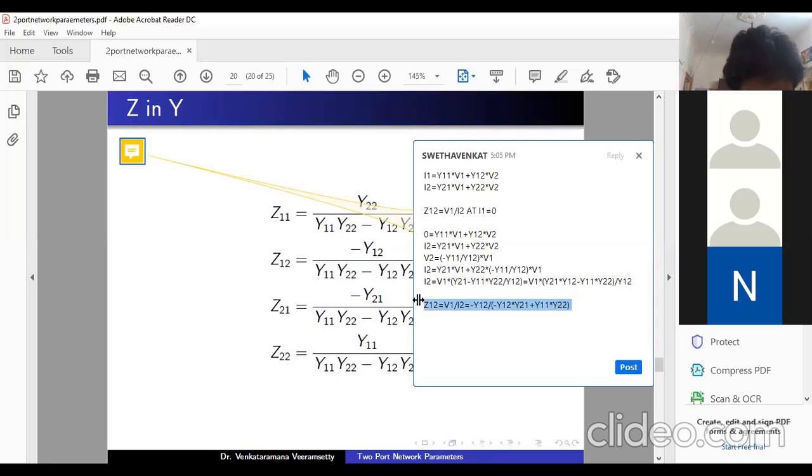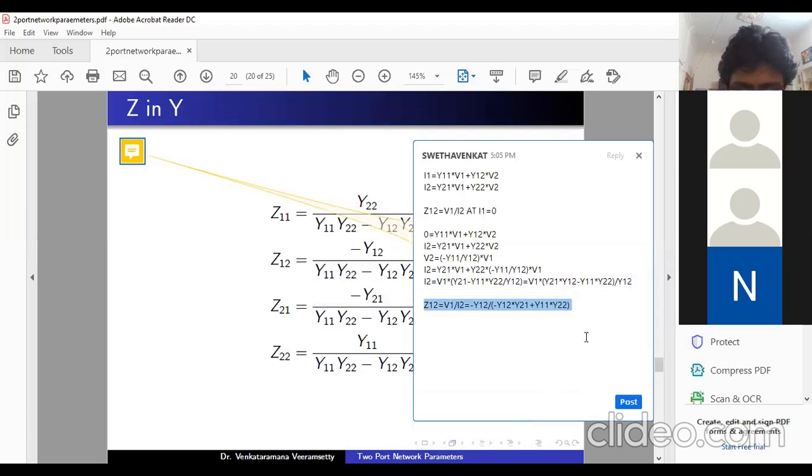And similarly, I want to find the Z22. I want to represent the Z22. So how do we define the Z22? Z22 equal to V2 by I2, at I1 equal to 0.